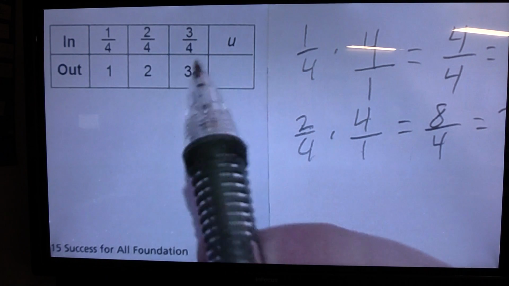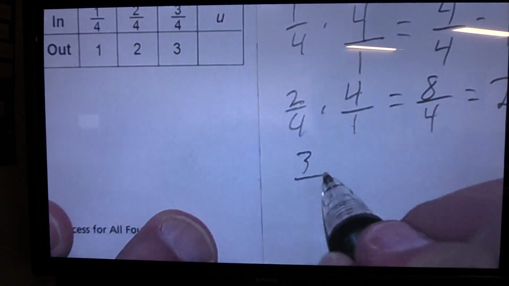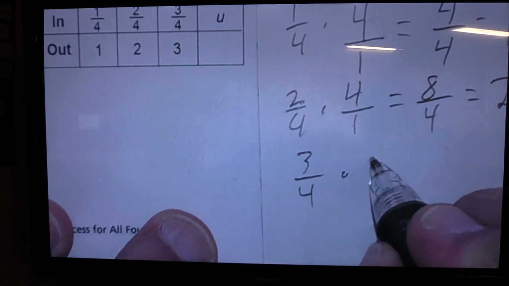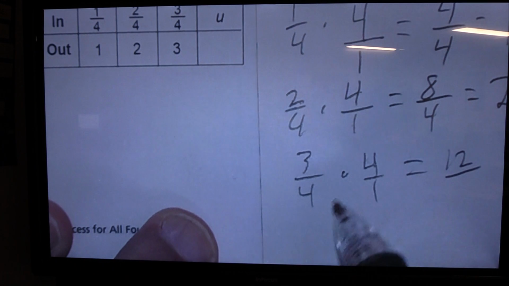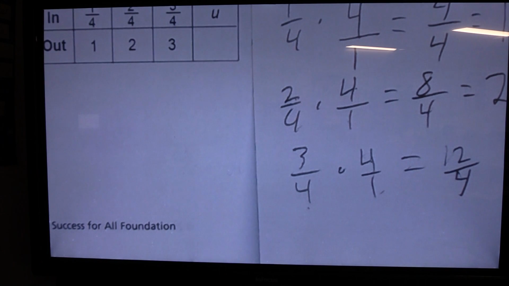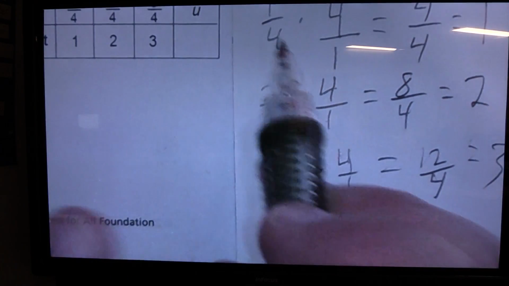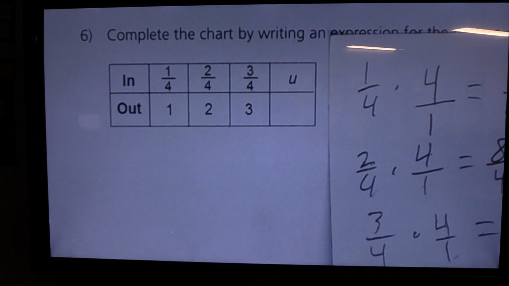Now, if we can multiply 3/4 by 4 and get 3, then our pattern will be, you multiply the in data, and that will give you the out data. So let's go ahead and try 3/4. So 3 over 4 times 4, which will be 4 over 1, equals 3 times 4 is 12. 4 times 1 is 4. And then I can get 3 groups of 4 out of 12. So 12 divided by 4 equals 3. So sure enough, it looks like our pattern holds. You multiply the in data by 4, and that gives you your out data.